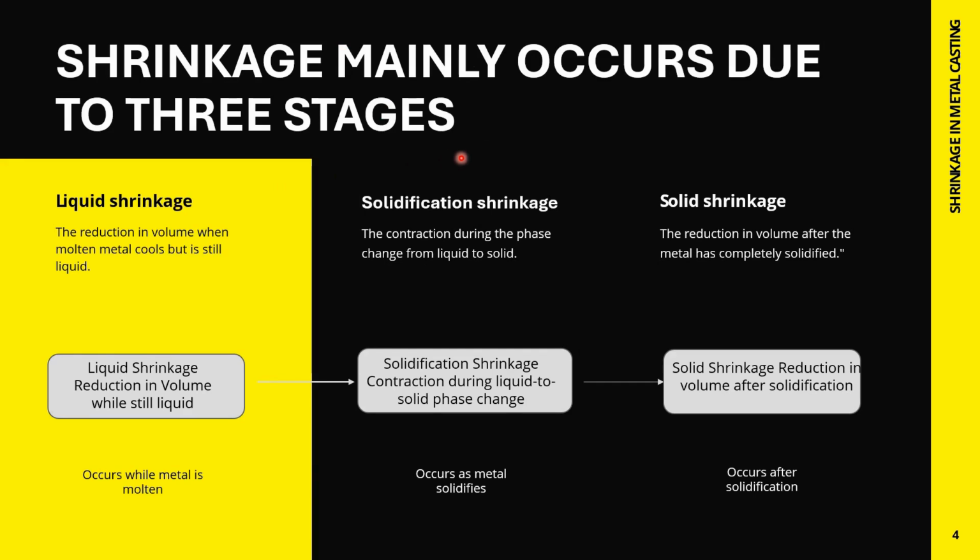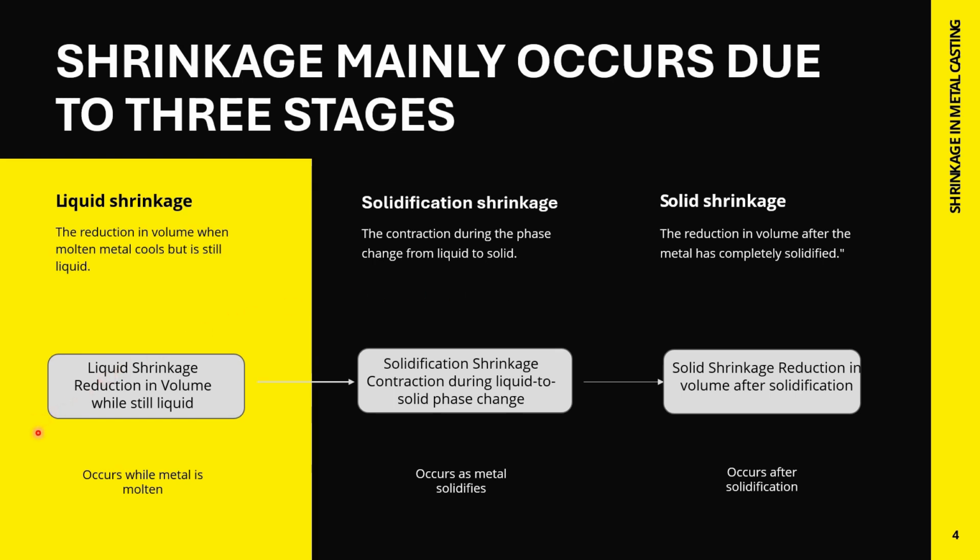Shrinkage mainly occurs in three stages: liquid shrinkage, solidification shrinkage, and solid shrinkage. Liquid shrinkage is the reduction in volume when molten metal cools but is still liquid. Solidification shrinkage is the contraction during the phase change from liquid to solid. Solid shrinkage is the reduction in volume after the metal has completely solidified. We can understand this by this flowchart.